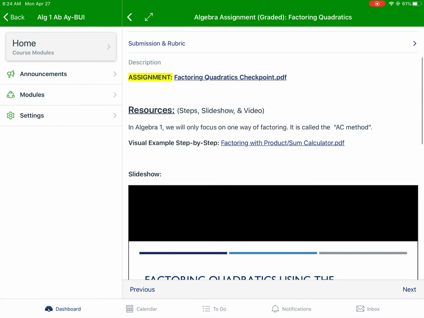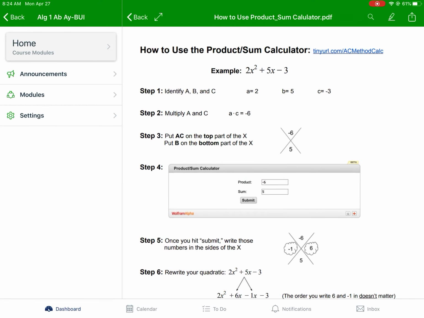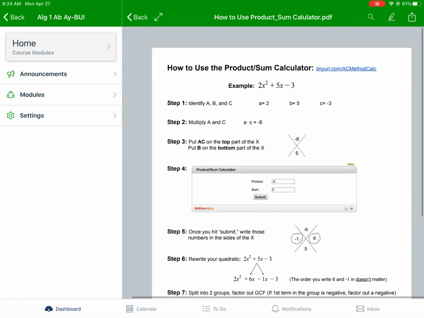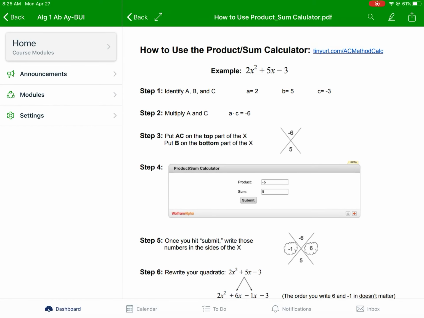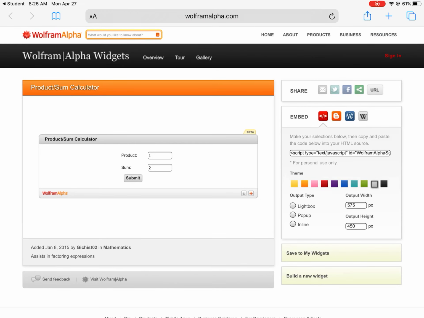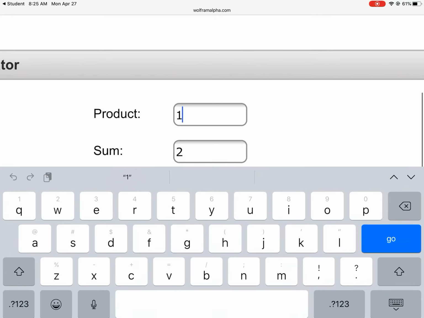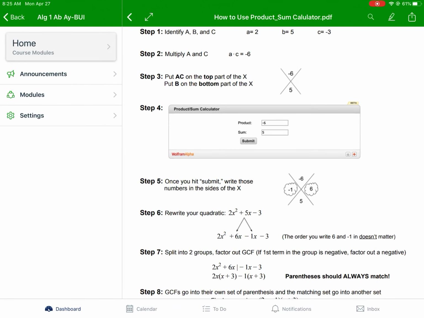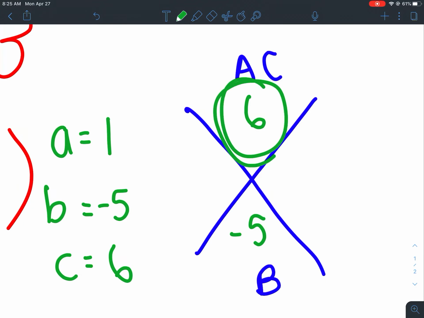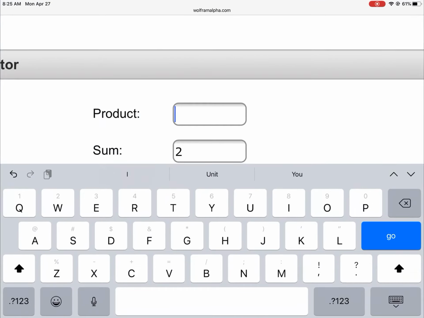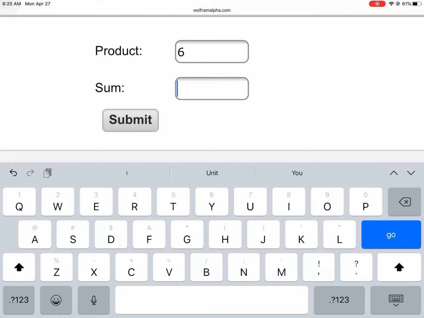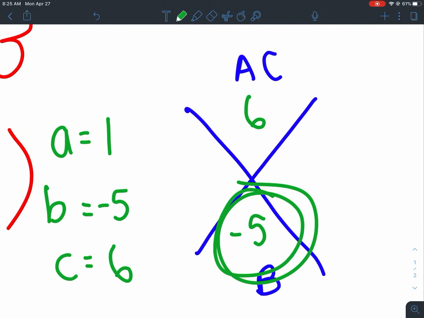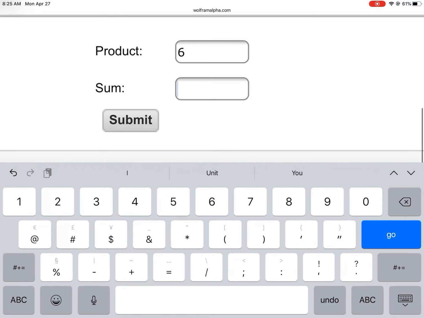If you go back to the visual example step by step, I also include a link to an AC method calculator. So if you click on that link, or you can actually type it into Safari or Google Chrome, whatever you have, it takes you to this calculator here. Now the product is the number I want it to multiply to. So I need 2 numbers that multiply to positive 6, but I want it to add to negative 5. So think about you're putting 6 in the top section and negative 5 in the bottom section, just exactly how you have it written. So you're telling your calculator, I want 2 numbers that make the product of 6, but have the sum of negative 5.